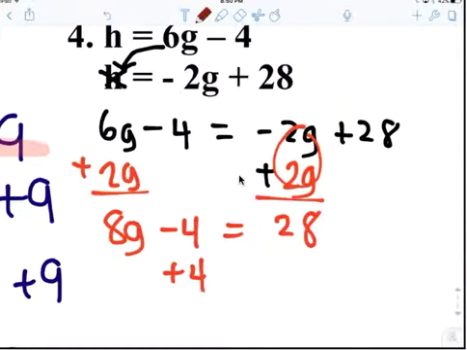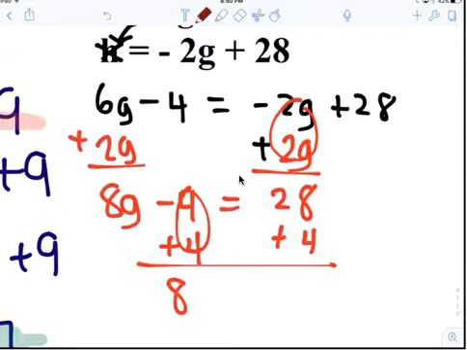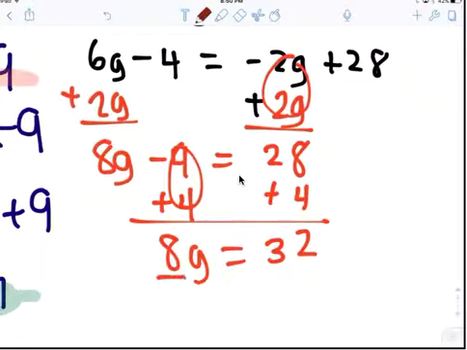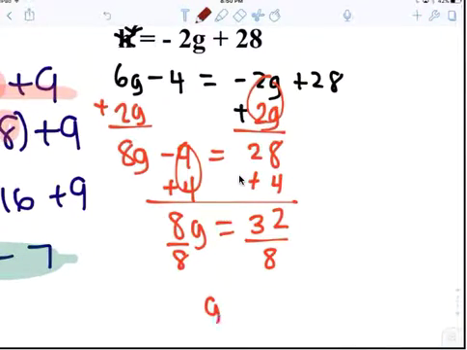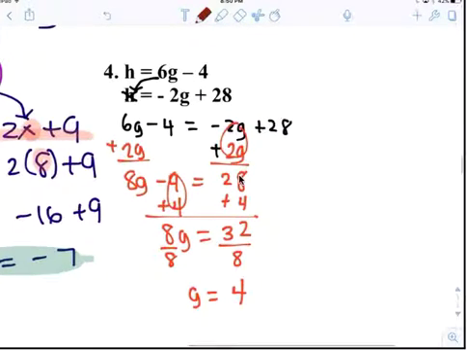Add 4, add 4, 8g equals 32, divide by 8, divide by 8, and g then equals 4. GH, so G comes first, it's GH, so that's 4.